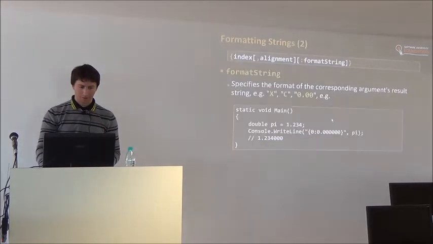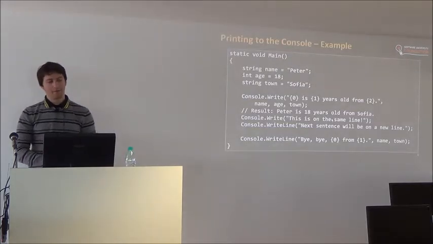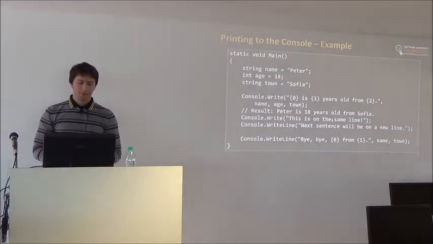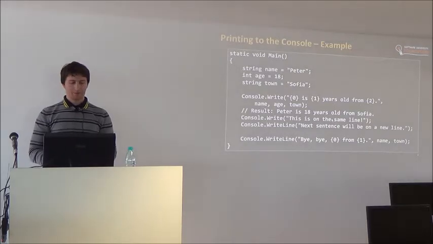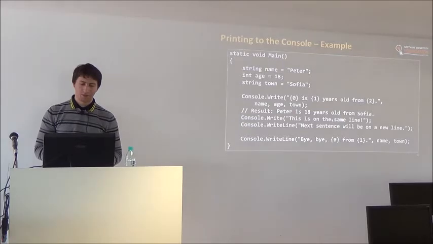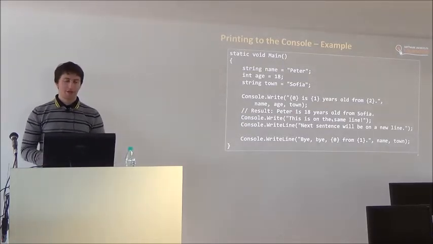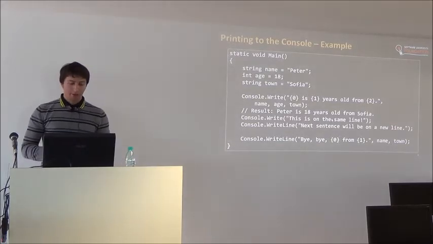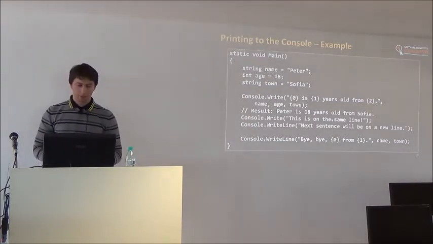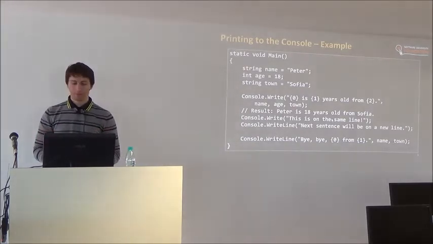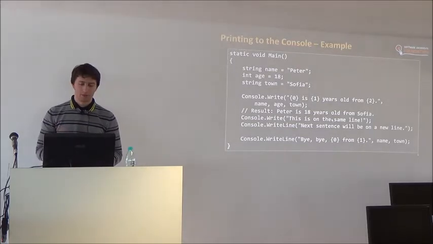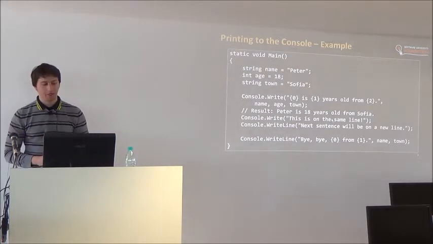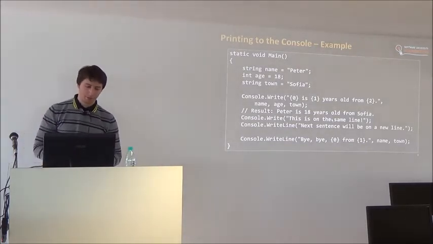This should probably be the demo, or no, it's still in the slides, okay? But it's a simple example. You have 2 strings and an integer. The strings are name and town. You have Peter, and the town is Sophia, and you have the integer age, which is 18. So I guess Peter is 18 years old. We use Console.Write, so we won't get a new line, and we use the placeholders 0, 1, and 2 because we have 3 arguments. 0 will be replaced by name, 1 will be replaced by age, 2 will be replaced by town, and we get Peter is 18 years old from Sophia.